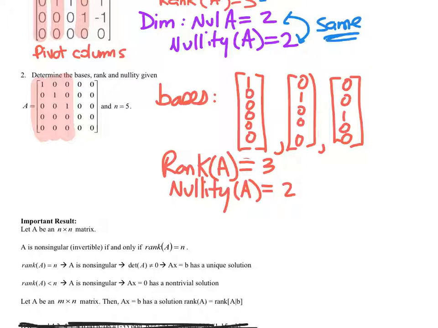All of this is important result stuff. I mentioned that this is going to be important, so hence the title. Let A be an n by n matrix, so a square matrix. A is non-singular, meaning it's invertible, if and only if the rank of A is equal to n. So n here is 5. The rank is 3. This is not going to be an invertible matrix.